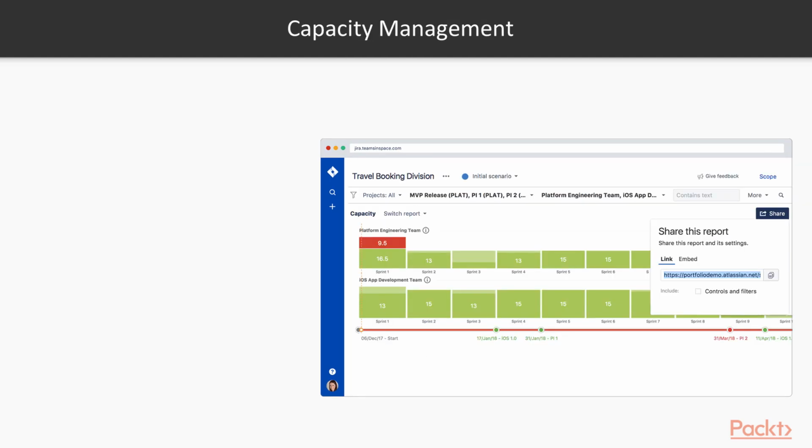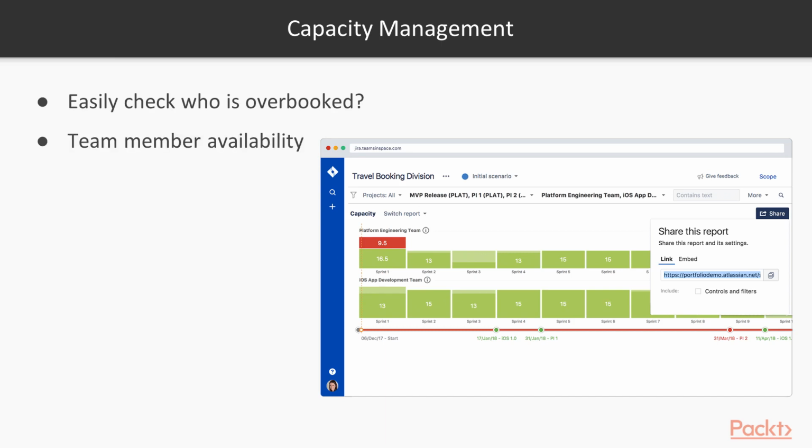Capacity management. With the help of Portfolio, you can easily check who is overworked and who is actually not allocated enough. So you can actually take a look at the individual team member availability. You can also track the holidays.